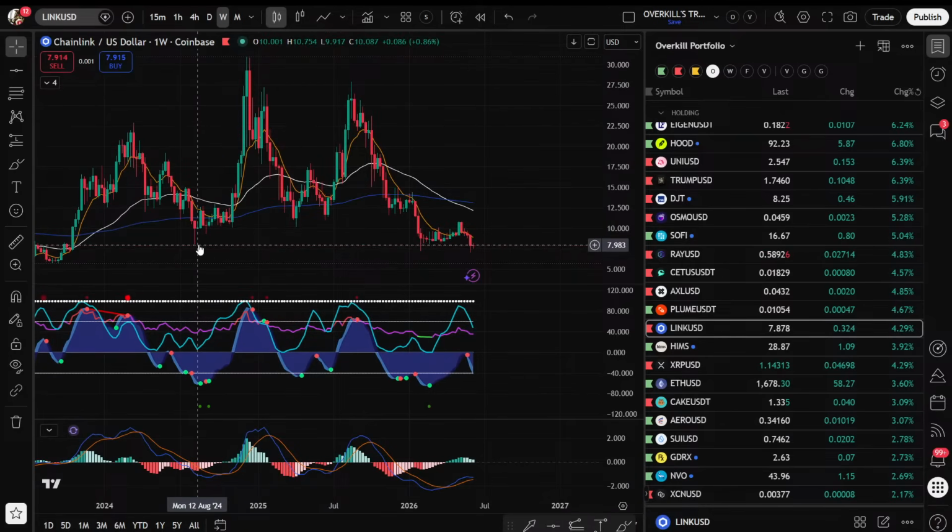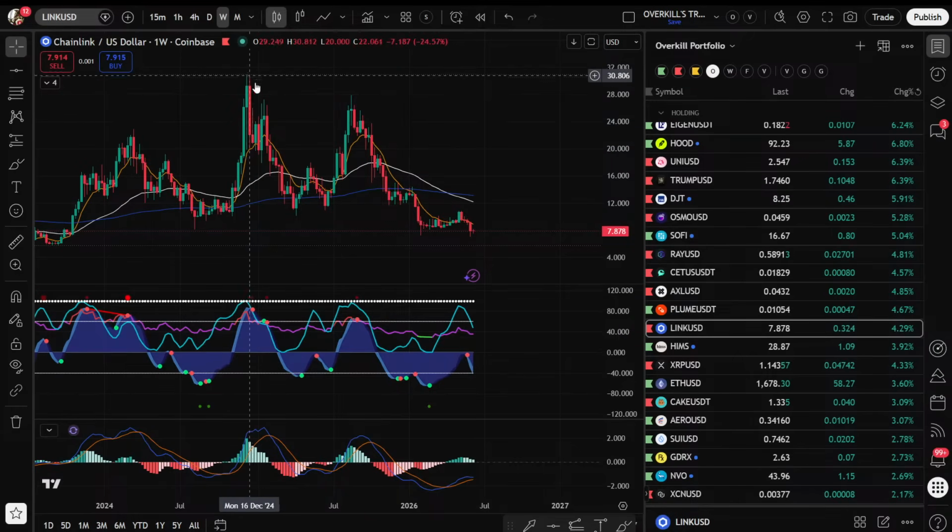Imagine selling Chainlink in 2024 down here at $7 and it went up to 30, right? You would have felt like an idiot, a total moron. One of those guys on Twitter going, oh, the bear market's coming, you better sell now. You better sell now. Boom, rip it. What'd we get?